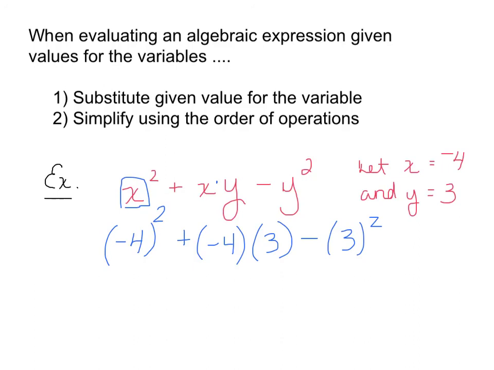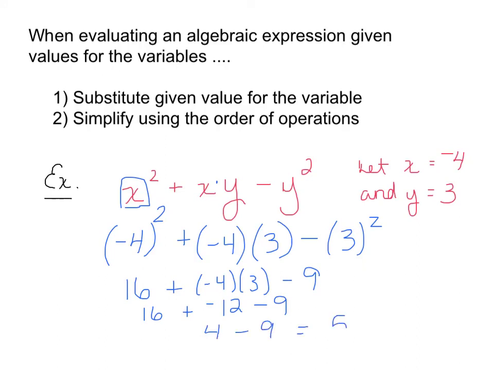So parentheses, there's nothing that needs to be calculated within parentheses. Exponents: negative 4 being squared is 16, plus negative 4 times 3 minus 3 squared, which is 9. It becomes 16 plus negative 4 times 3, which is negative 12, minus 9. 16 plus negative 12 is 4. 4 minus 9 gives you an answer of negative 5.